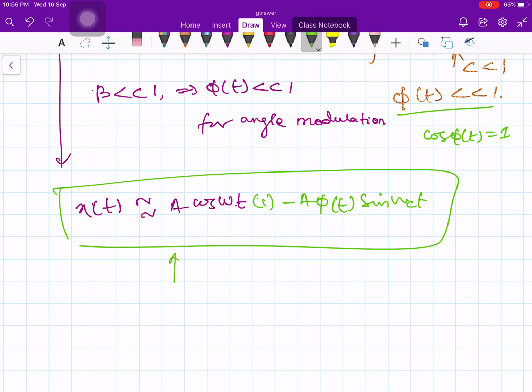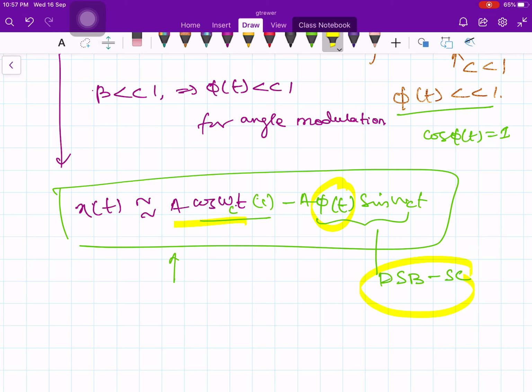Now suppose you want to generate this signal. How do you generate it? Can you tell me how to generate this? This is cos omega ct, the carrier signal, to which you are adding your double sideband suppressed carrier, DSBSC. Your phi of t is your message signal, proportional to your message. So a DSBSC signal is added to the carrier. This is your DSBSC and this one is the carrier.